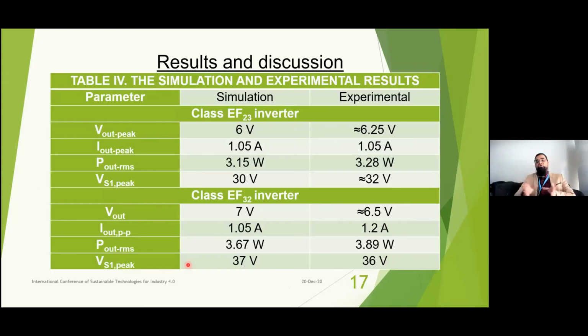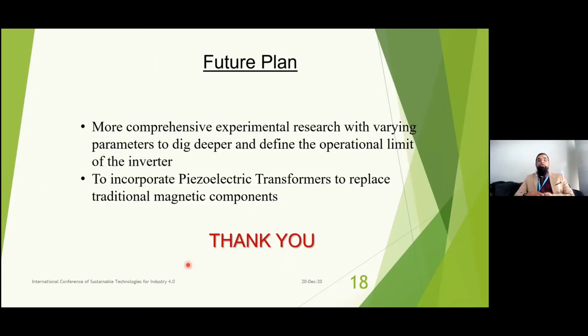Now, this is a comparison. If you see, the deviation is quite small and quite remarkable. And we hope that in the next step, we'll be able to go forward with this type of converter and for extension. So our future plan is more comprehensive experimental research with varying parameters to dig deeper and define the operational limit. We are offering this inverter, so we need to know what maximum power we can offer this circuit with.